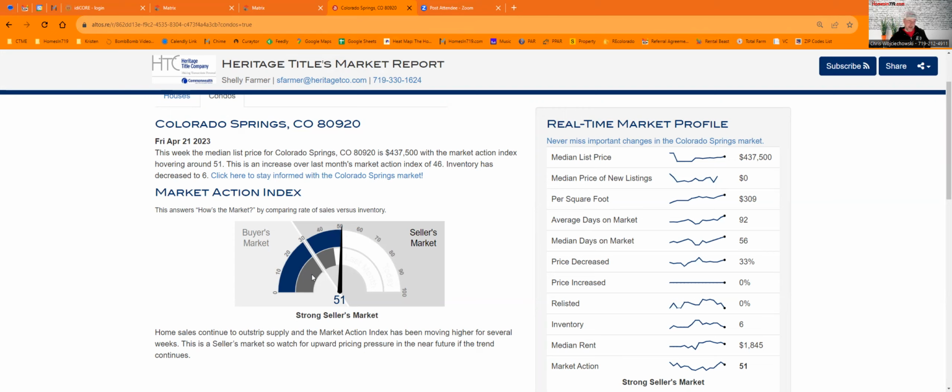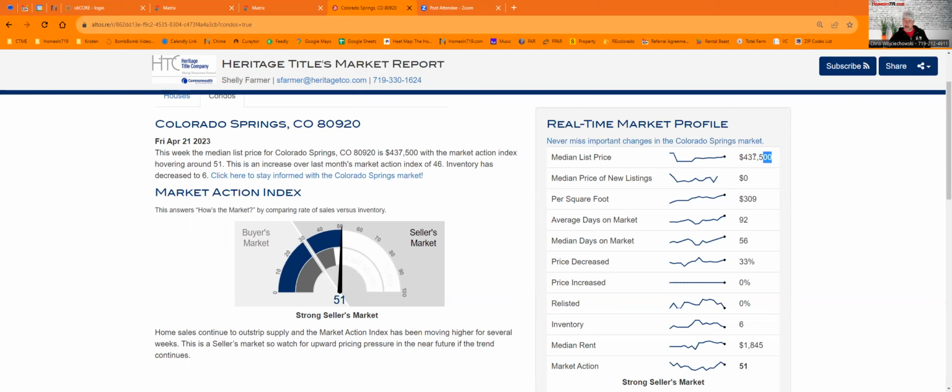You can see here that the buyer's market really starts kicking in around 30 and then goes up from there. The last couple of years, when the market was crazy hot and everyone was paying more than 10, 15% over list price, we would see this needle go back over 90. So it kind of gives you an idea. It did come up to 51 from last month when it was 46. So that gives you a little bit of insight.